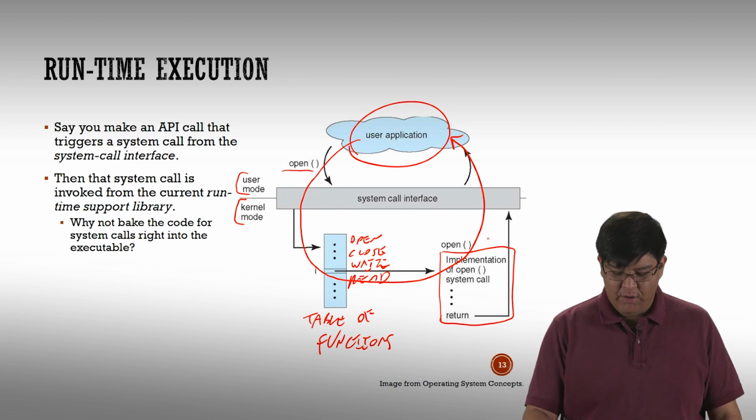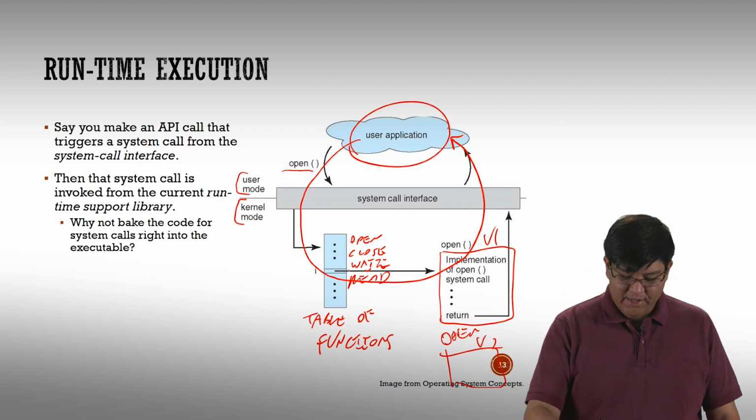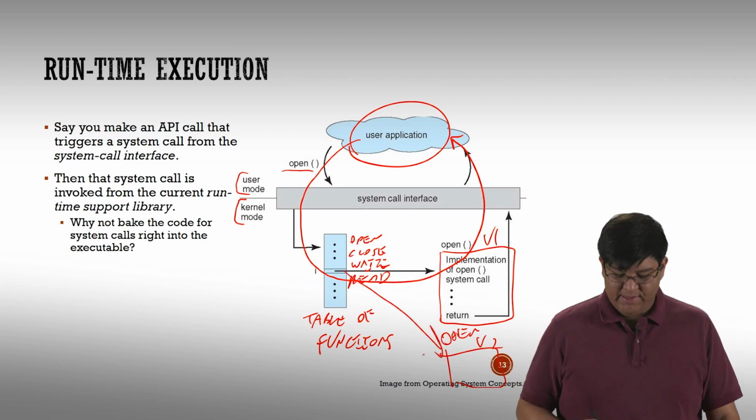This is implementation v1, right? Maybe there's also an implementation of open v2, right? So there could be another implementation of this code somewhere else. And your table could be updated at some point, right? To be like, oh, use this one instead, right?